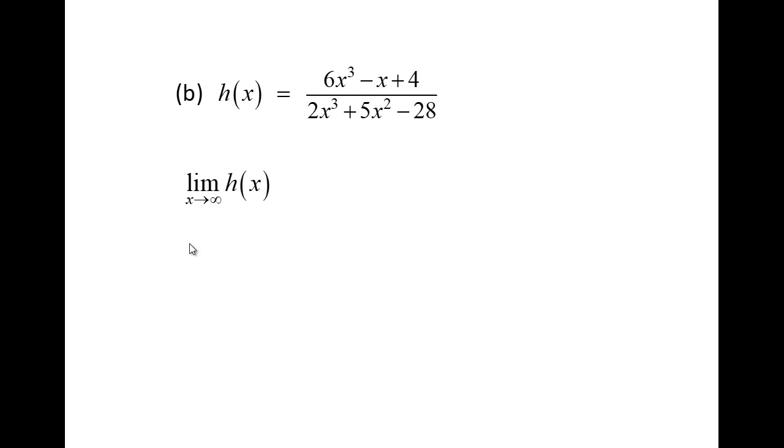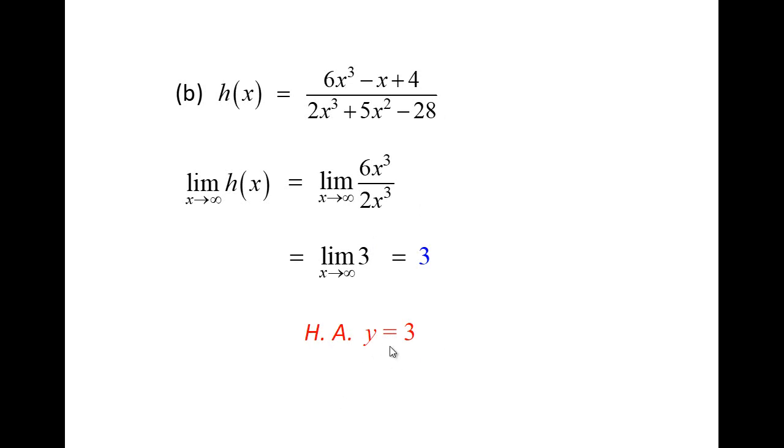Well, in this case, again, when we take the limit of h of x at infinity or negative infinity, the limit would be the same as the limit of the ratio of the leading terms. So here the leading terms are 6x cubed and 2x cubed. X cubed cancels out, so you get the limit of 3. Well, this is a constant function then, so it doesn't change with x, so the limit would be 3. So in this case, the horizontal asymptote will be the horizontal line with equation y is equal to 3.